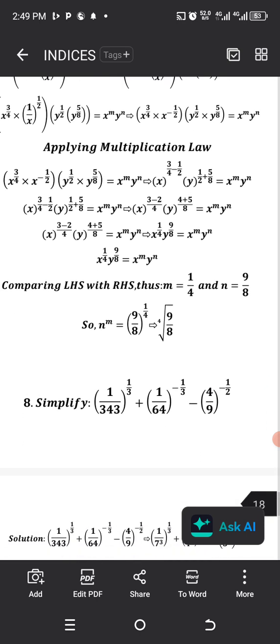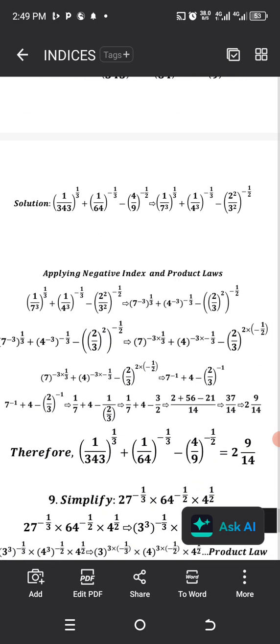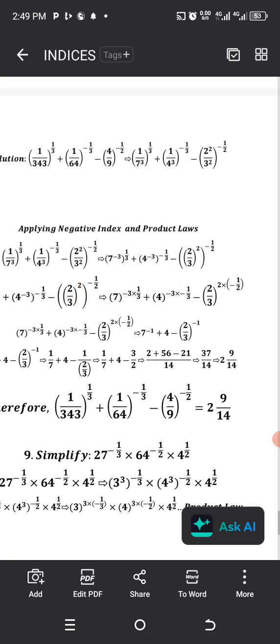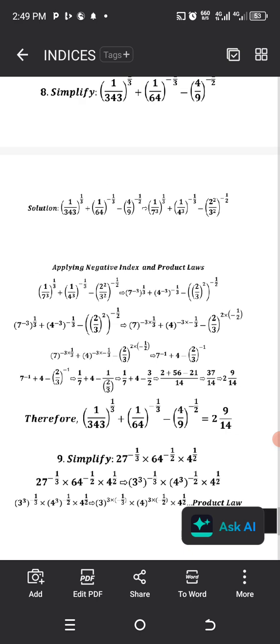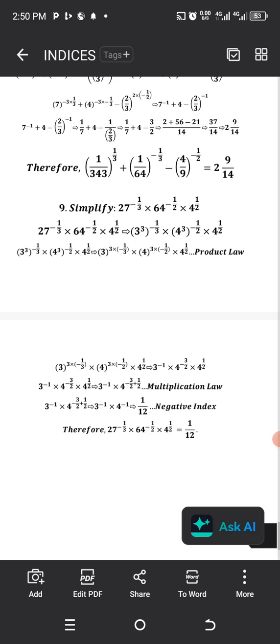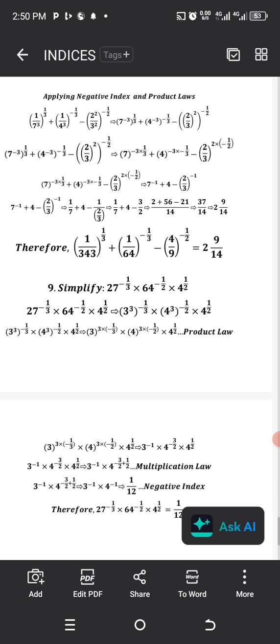So this is solution to question 8. And question 9, which is the last one, that is the solution to it. So I cannot explain everything, but the solution is well explained if you follow it and look at it. It's been solved stepwisely. So just check through the solution.